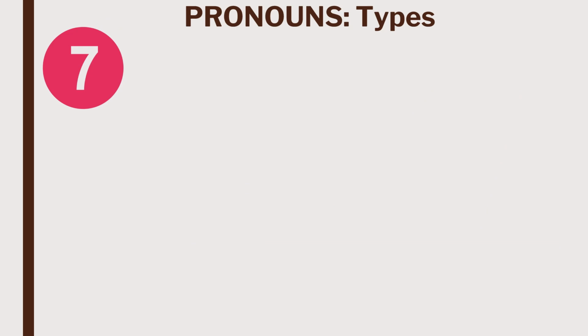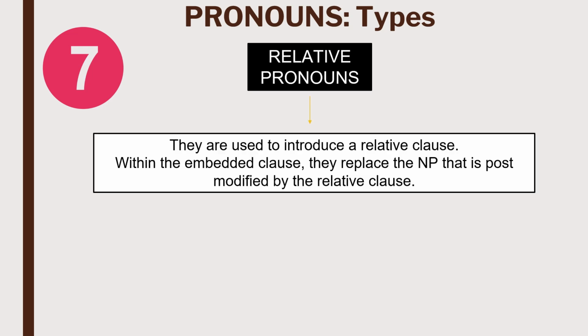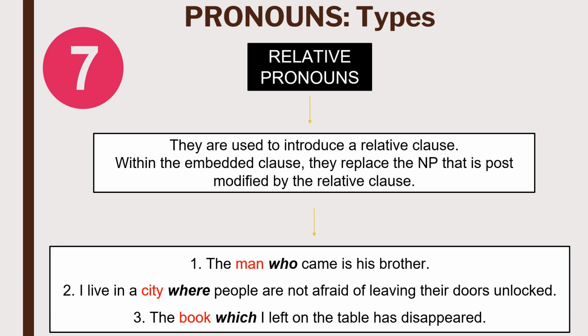So the seventh type is relative pronouns. Relative pronouns are used to introduce a relative clause. Within the embedded clause, they replace the NP that is post-modified by the relative clause. This sounds difficult, so let's see it in some examples. For instance, in 1, the man who came is his brother. The relative clause is who came.